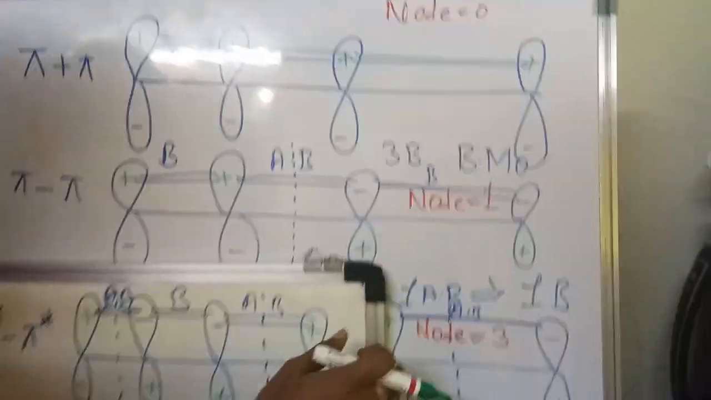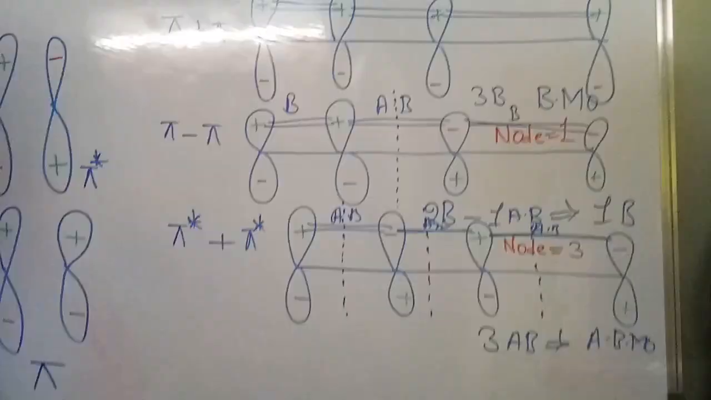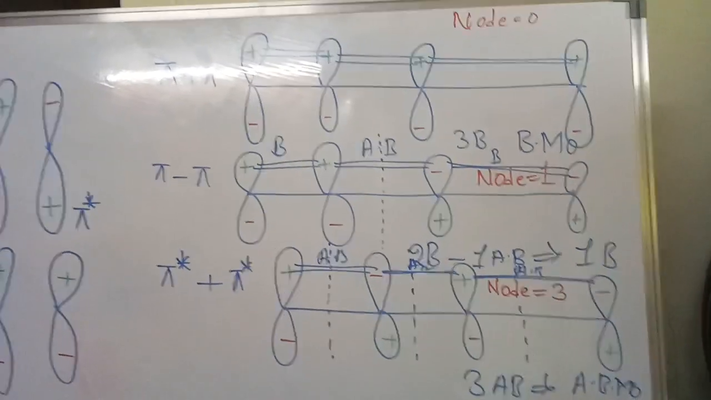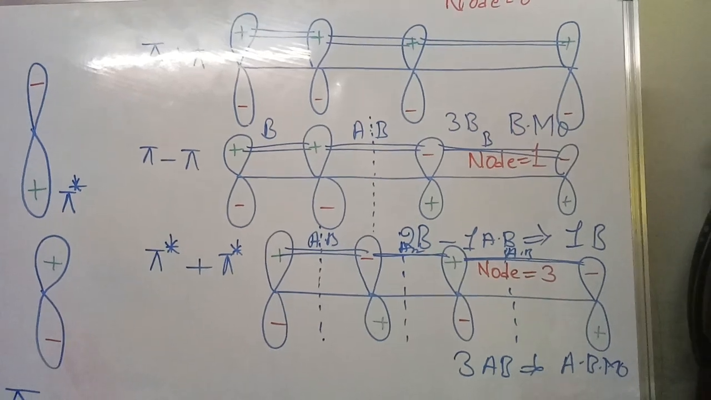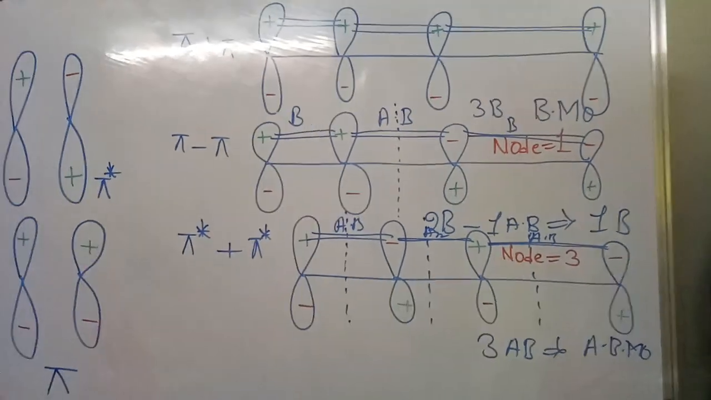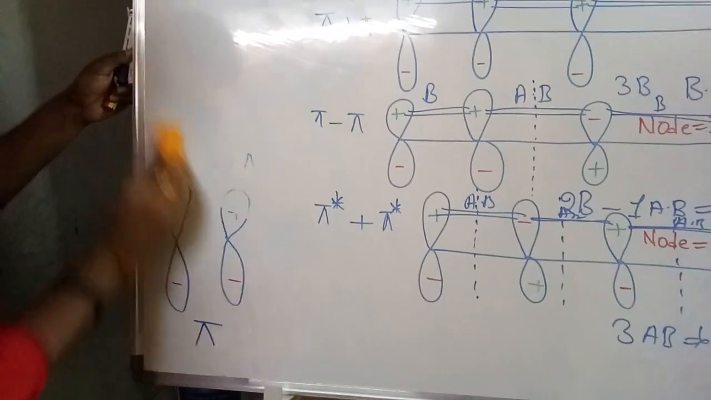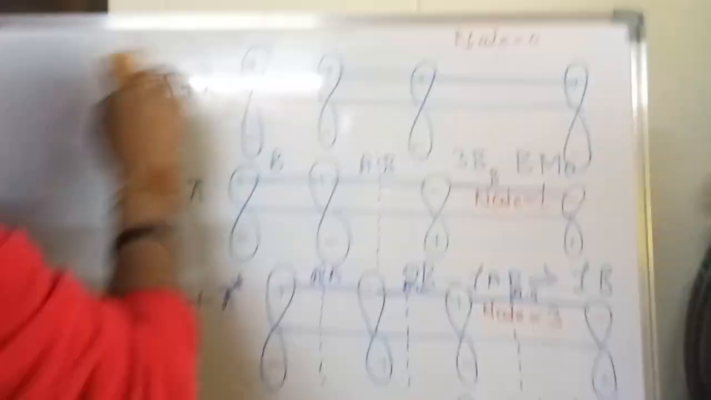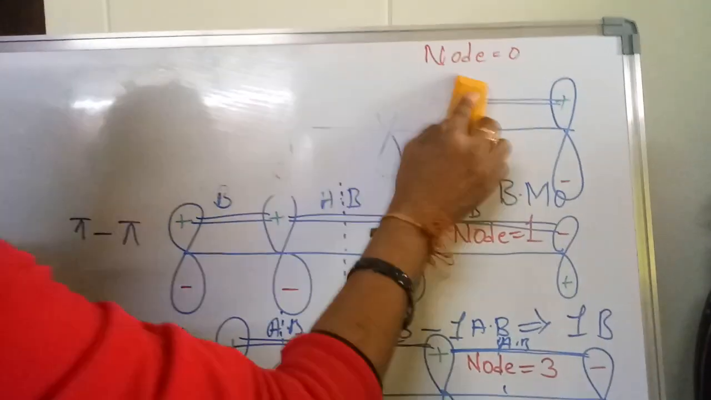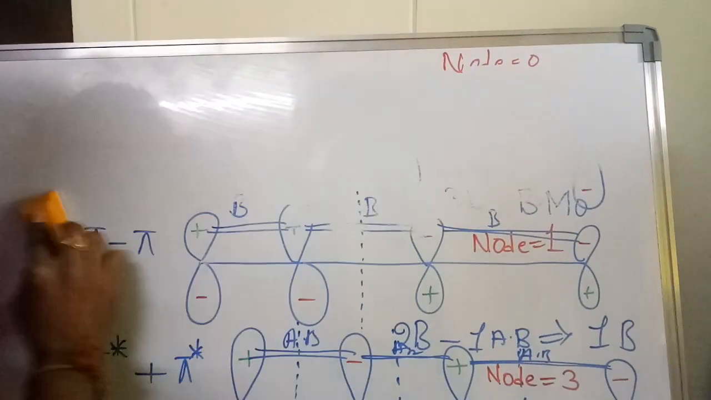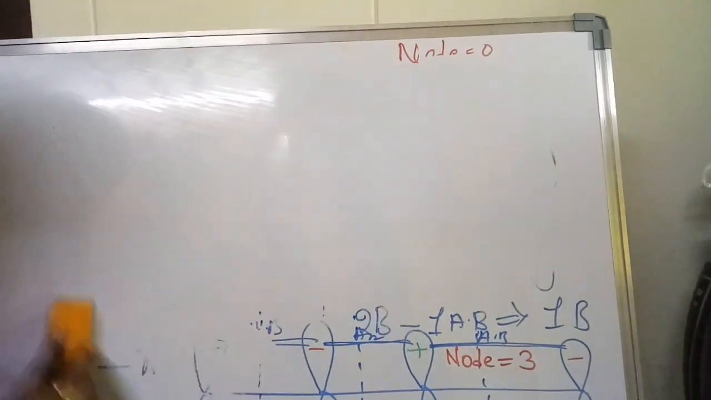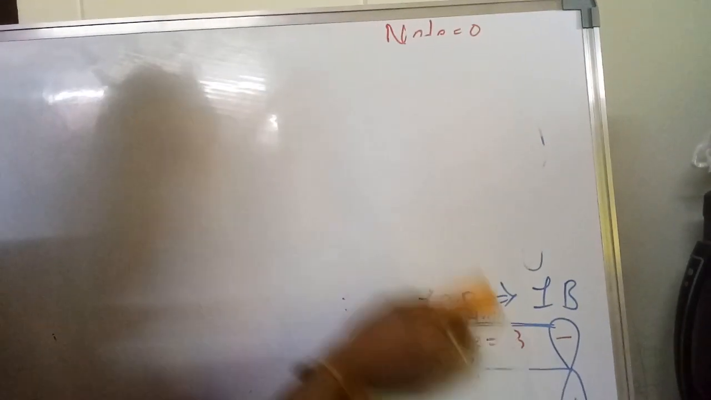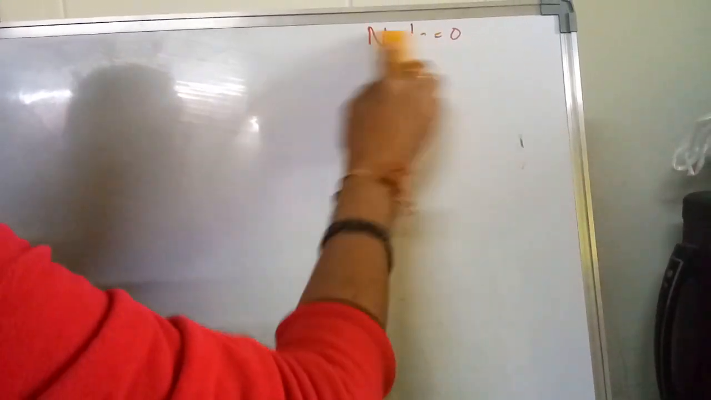Right. So based upon this number of nodes only, we are going to construct the molecular orbital energy diagram for this particular 1,3-butadiene. Is this clear? Node is 0 for positive pi. Node is 1 for pi negative pi. Node is 3 for pi star positive pi star. Node is 2 for pi star negative pi star.